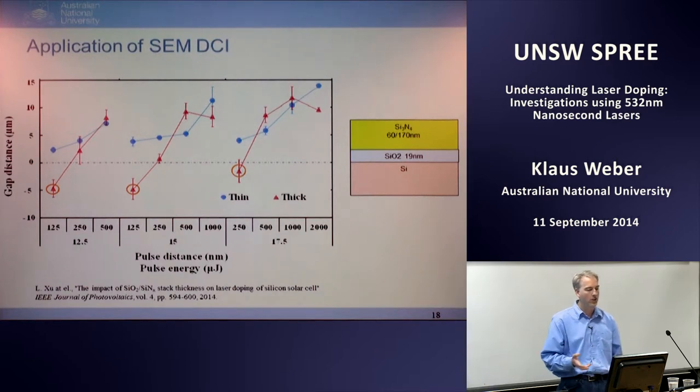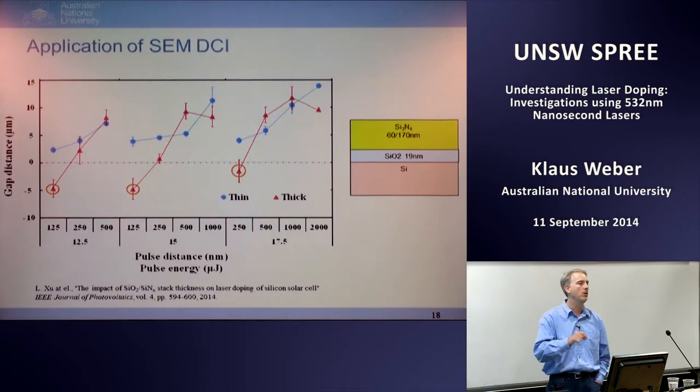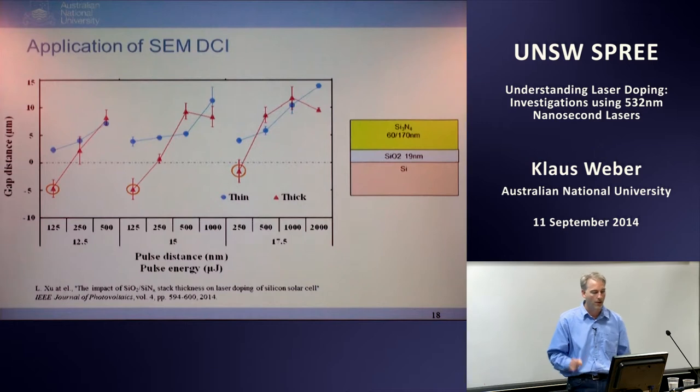One of the obvious challenges, one of the obvious problems that comes out of this is if we really need multiple pulses to be able to get that doping to extend underneath the dielectric, it's not really what we want if we want a very simple laser doping process. Really, ideally, what we would like is one pulse per region, one pulse per contact.